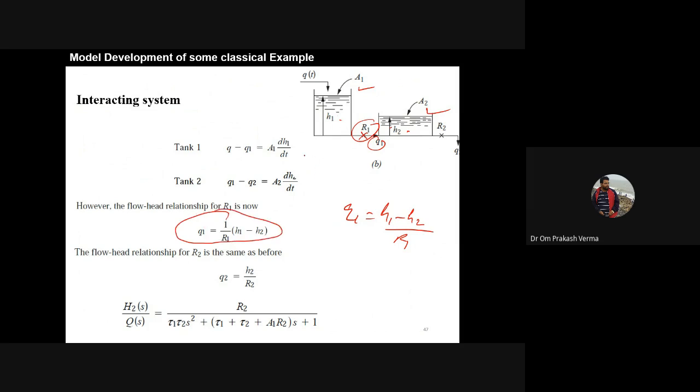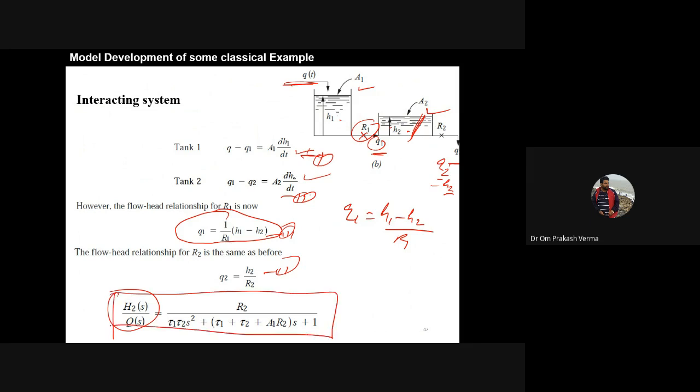And the same equation is written: Q in minus Q1 is equal to A1 dH1 by dt, and simply Q1 minus Q2 is equal to A2 dH2 by dt, right? So there is no problem in this equation. And Q2 is again H2 by R2. So with the help of these four equations, we can write H2(s) upon Q(s). Just try to find it out by taking the Laplace transform. All the details are given in the book. Okay, and the final ultimate transfer function is this one.